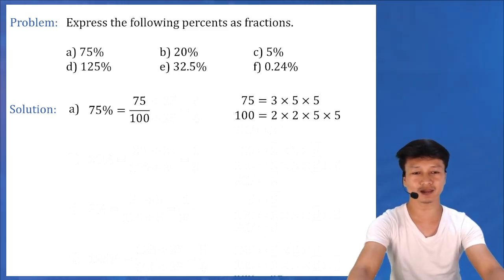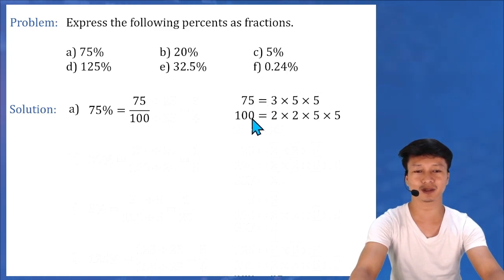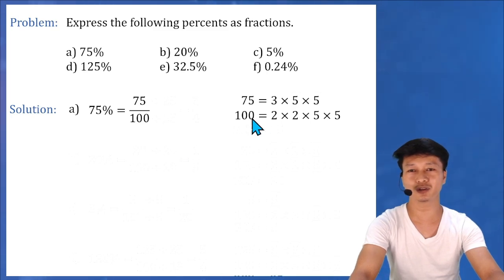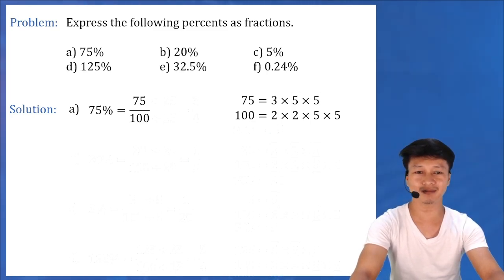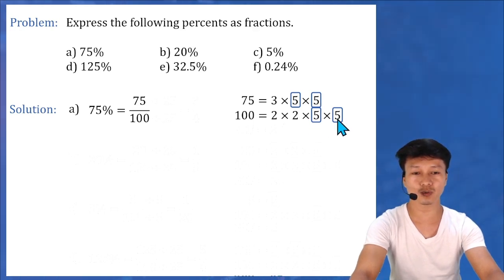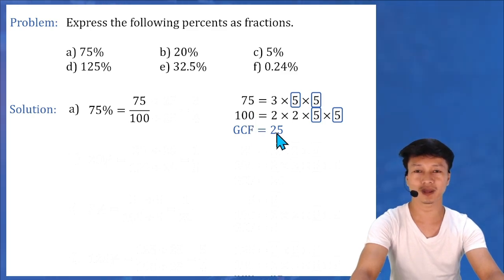At ngayon, mula sa set of prime factors nitong 75 at 100, titignan natin kung ano yung mga numbers na common sa kanilang dalawa. So, kitang-kita naman na yung 5, dalawang 5 sa 75 at dalawang 5 sa factors ng 100 ang common. And so, masasabi natin na yung GCF or the greatest common factor ng 75 at 100 ay 25 because 5 times 5 is 25. Kaya ang makakapag-divide sa 75 over 100 ay walang iba kundi 25.